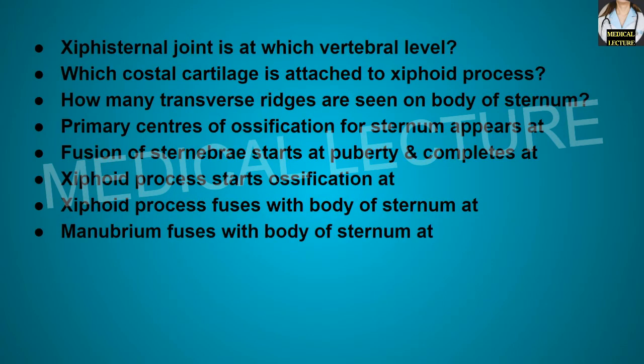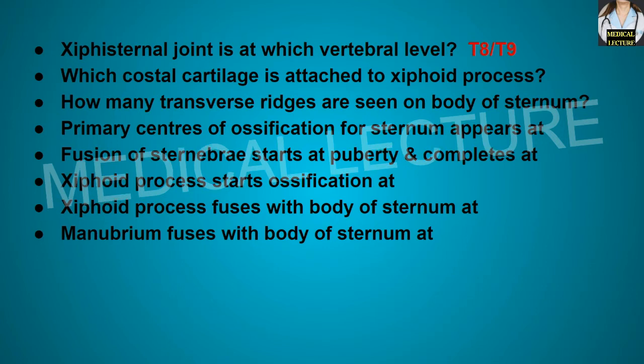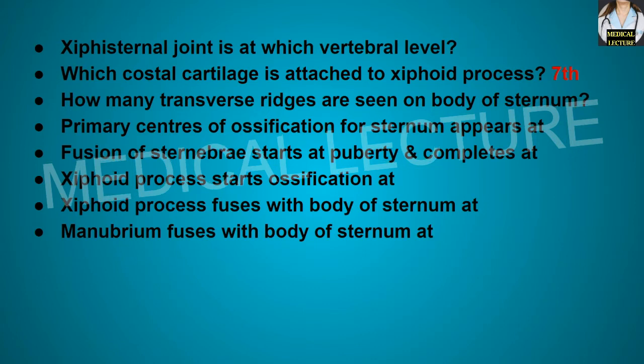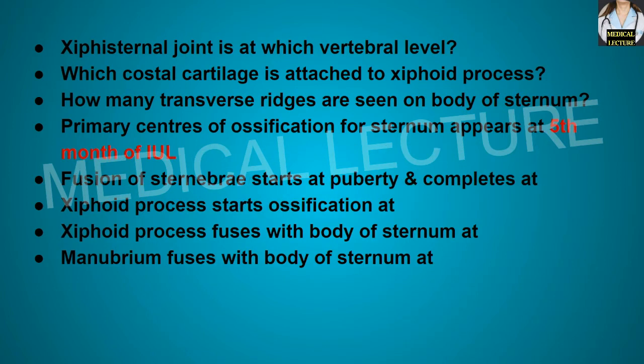Xiphosternal joint is at which vertebral level? It is at T8 or T9 vertebral level. Which costal cartilage is attached to the xiphoid process? It is the seventh costal cartilage. How many transverse ridges are seen on body of the sternum? 3 transverse ridges. Primary centers of ossification for the sternum appears at 5th month of the intrauterine life.